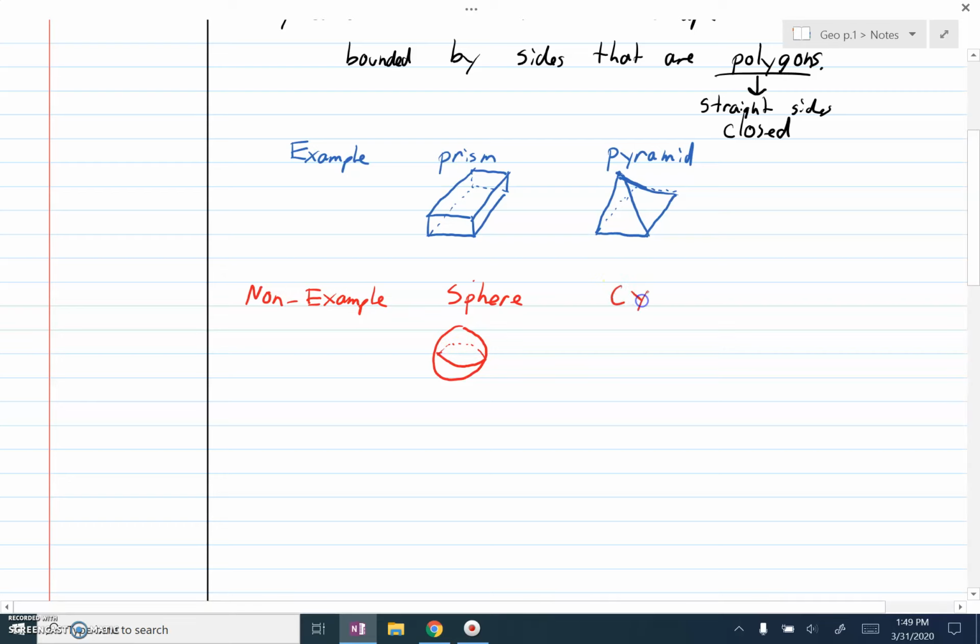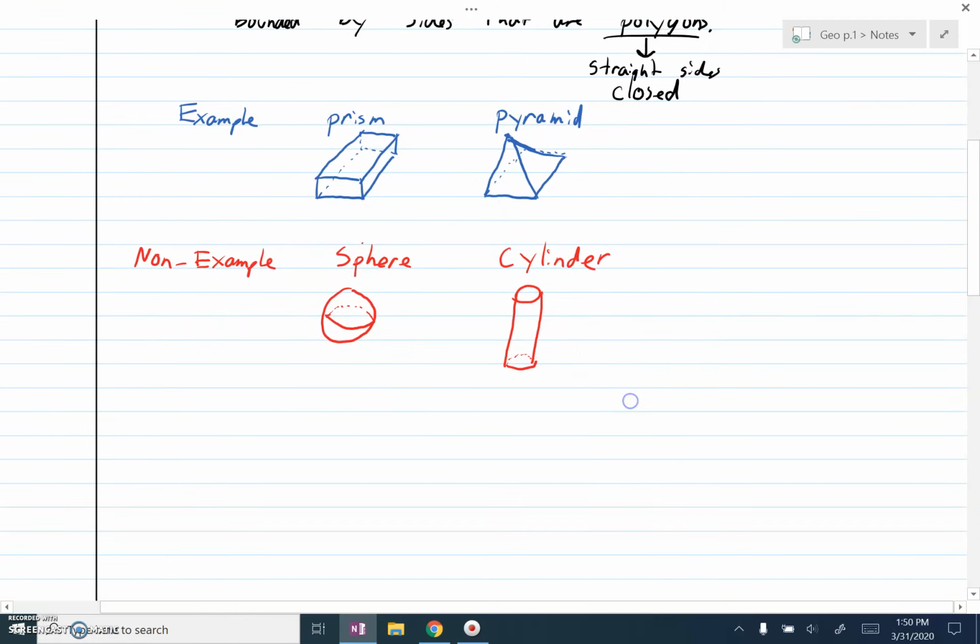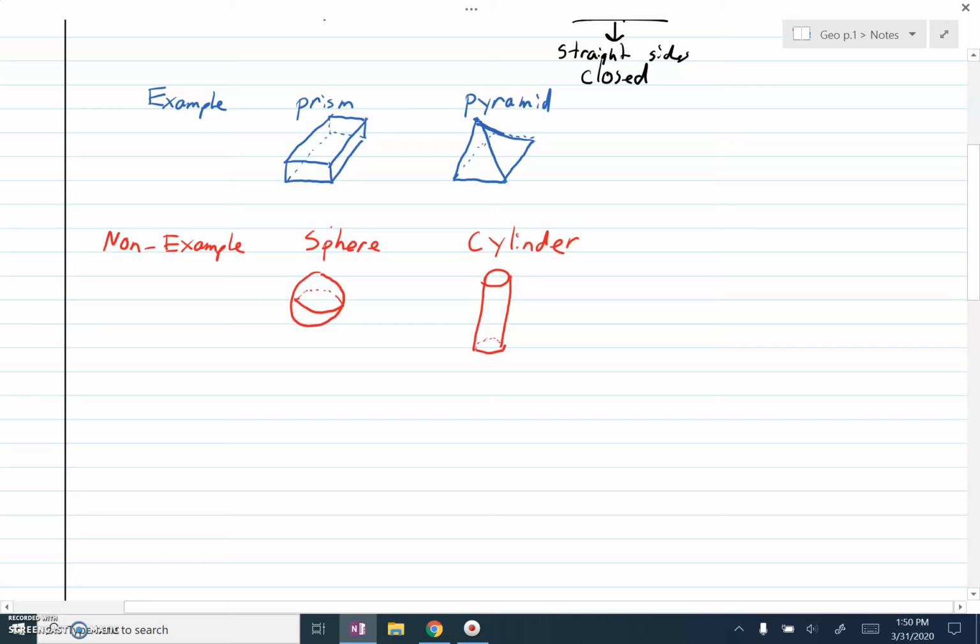Also a cylinder, because again, the top and the bottom are both circles. Circle on top, circle on the bottom. If you connect that, that would make a cylinder, but again, the top and the bottom are not polygons. And then a cone will also not be a polyhedron because the bottom, again, is a circle, which is not a polygon. Okay, so those are some examples of shapes that would not be polyhedrons.